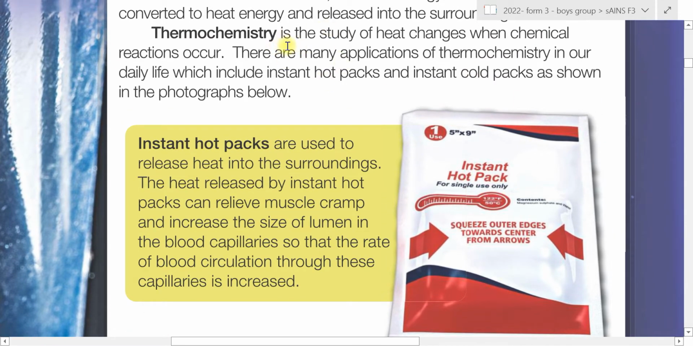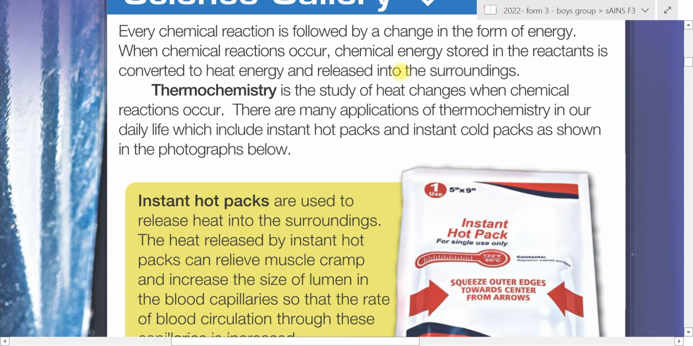Thermochemistry is the study of the heat change. Change means what? Either increase or decrease. Heat gain or heat loss. Heat absorb or heat loss. Thermochemistry is the study of heat change when chemical reaction occur. So most of the chemical reactions will either absorb the heat or release the heat. So we need to differentiate between these two types of reaction.